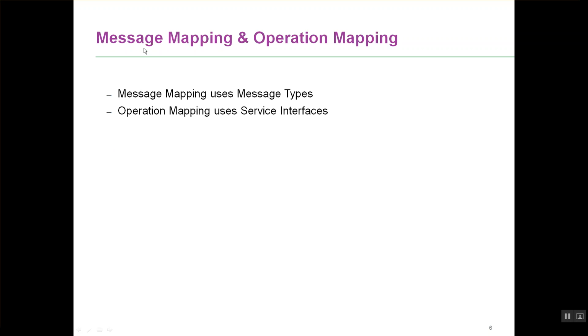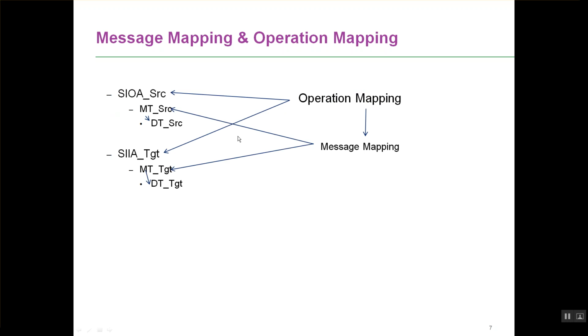Okay, and then you would define a message mapping and an operation mapping. The message mapping uses message types and an operation mapping uses service interfaces. Do not worry, this picture will make it all clear for you. So we've defined two service interfaces, SI_OA source, which in turn uses the message type, which uses the data type. You have service interface inbound asynchronous target. This uses the message type target, and the message type in turn uses the data type target.